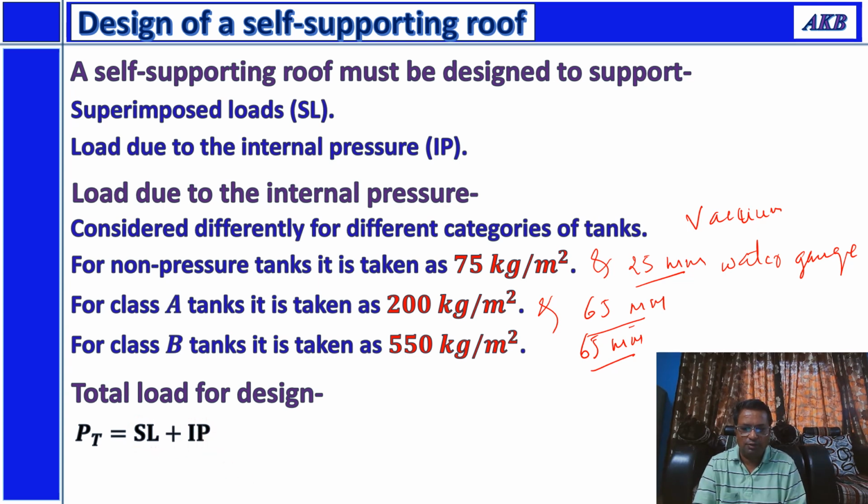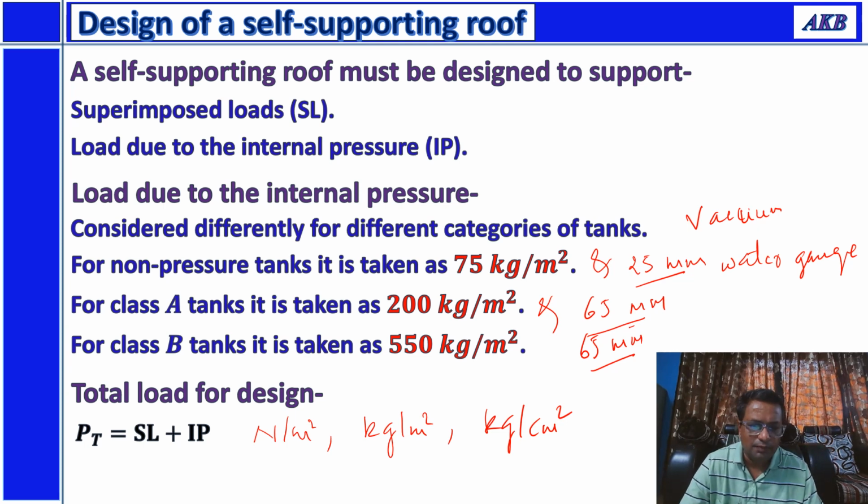Superimposed load we have just seen. I have just talked about it, and then the internal pressure will be taken according to the category of the vessel. So this load will be having units of pressure, Newton per meter square, or kg per meter square, or kg per centimeter square.